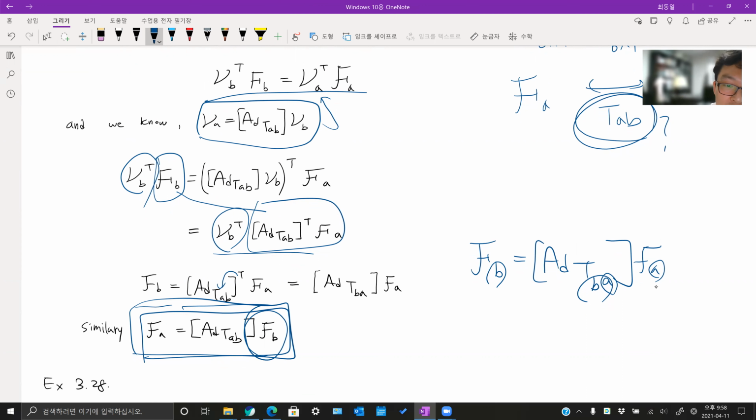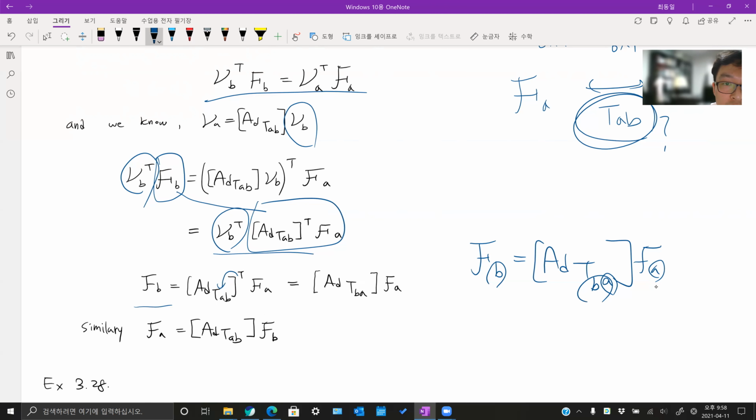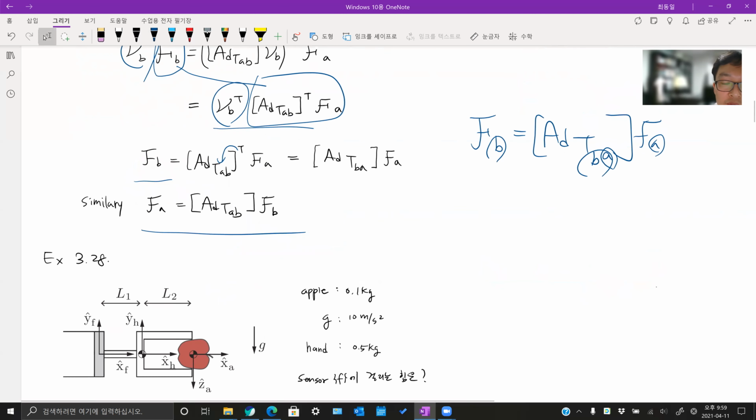So a twist in B can be transformed to the twist in A using adjoint TAB. The same thing can be done with the wrench. The wrench in the B frame can also be transformed into the wrench in the A frame using adjoint TAB. Yeah, this one is about the wrench.